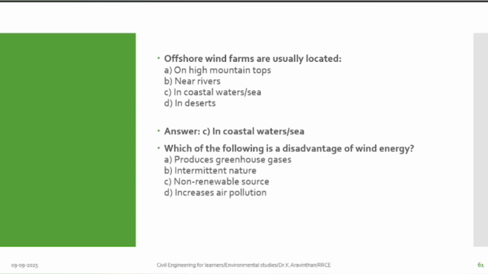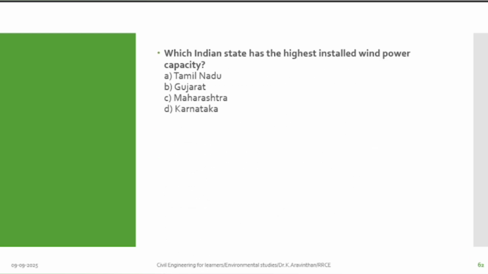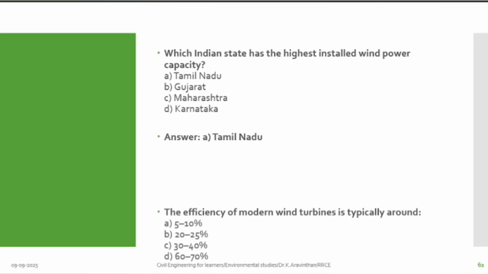Which of the following is disadvantage of wind energy? B is what? It is intermittent in nature. What do you mean by intermittent is 24 hours you cannot depend. So sometimes wind might be there, sometimes wind might not be there. So it is called intermittent in nature. Now, which Indian state has highest installed wind power capacity? Tamil Nadu, yes.